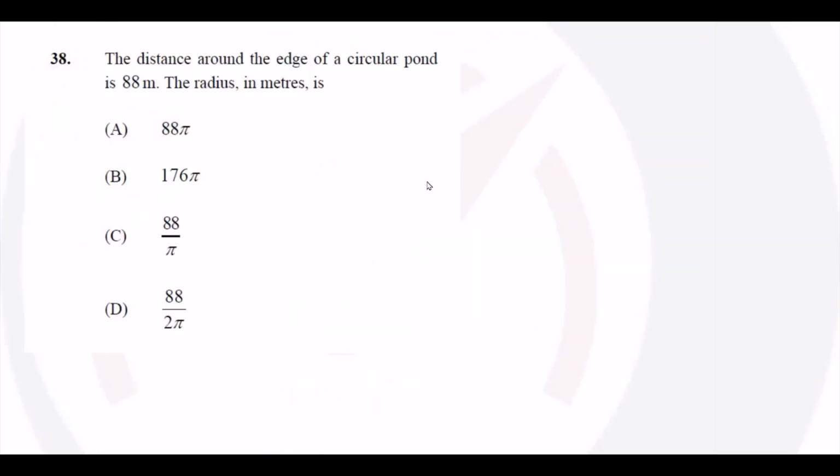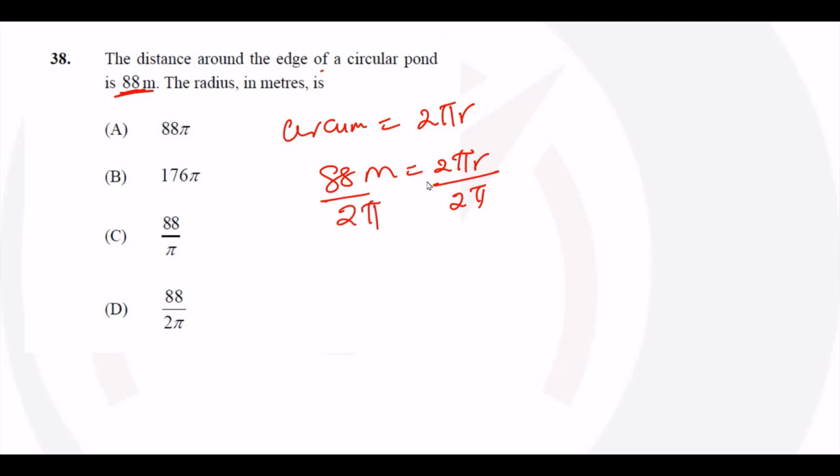Alright, 38. The distance around the edge of a circular pond is 88 meters. The radius in meters is... So what's the relationship between the circumference and the radius? Circumference is equal to 2 pi r. So the circumference, which is 88 meters, is equal to 2 pi r, and it's asking you to find the radius, so we're going to divide both sides by 2 pi. So we get r is equal to 88 over 2 pi.